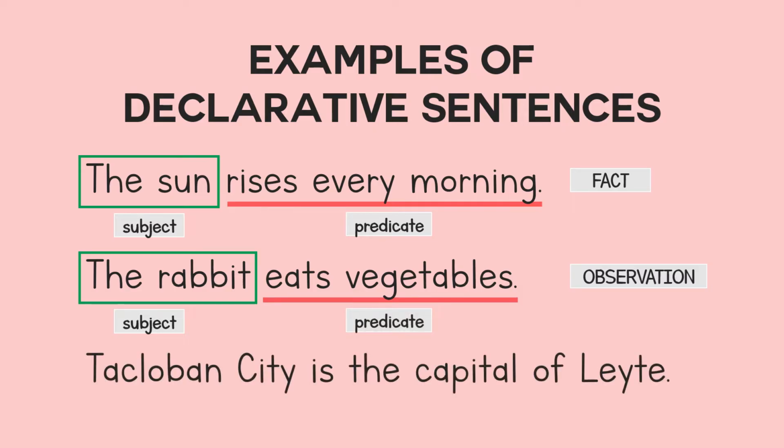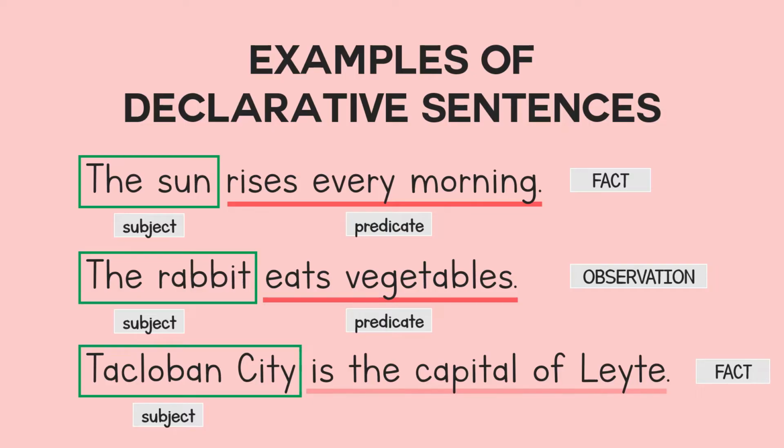Next, Tacloban City is the capital of Leyte. This sentence states a fact. Indeed, Tacloban City is the capital of Leyte. What is the subject in the sentence? The subject is Tacloban City, and the predicate is the capital of Leyte. In these sentences, we can see that they were able to state a fact or an observation. Other examples may also state an opinion or any other phenomenon.